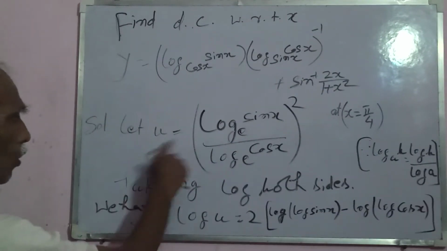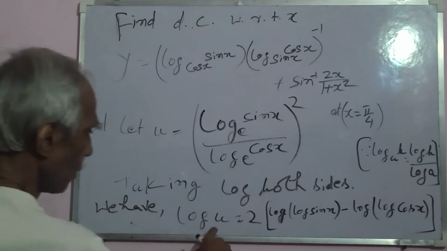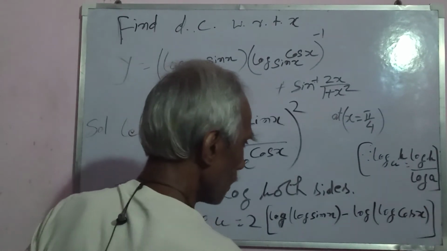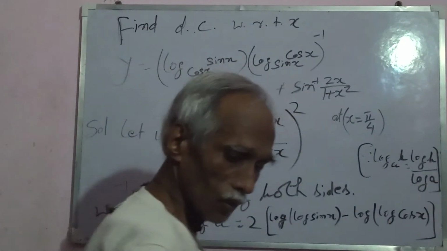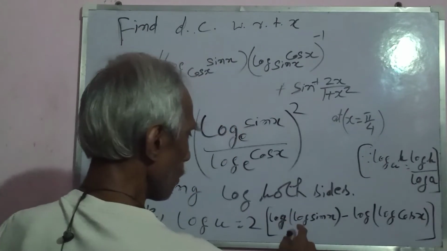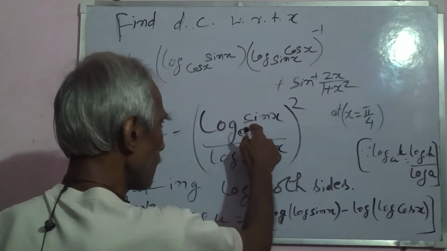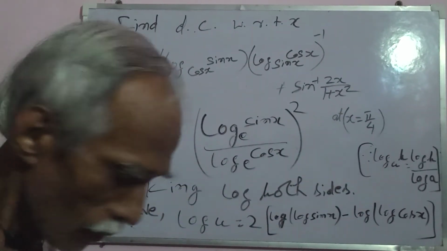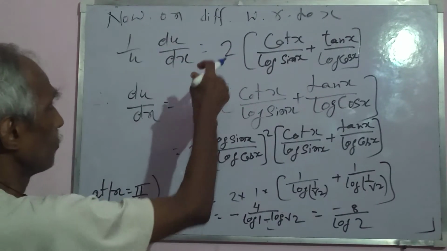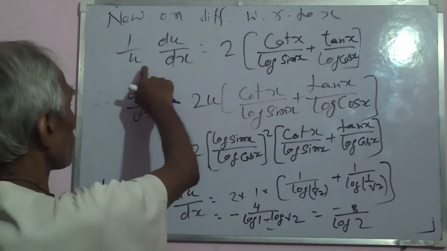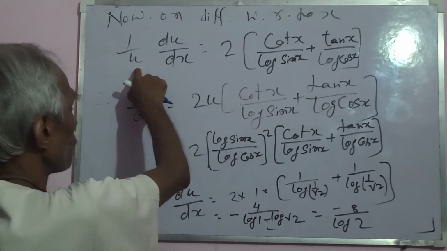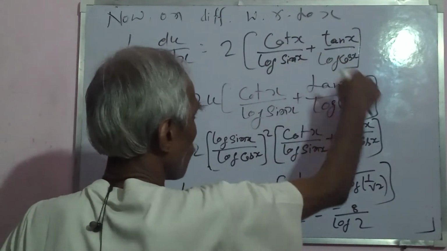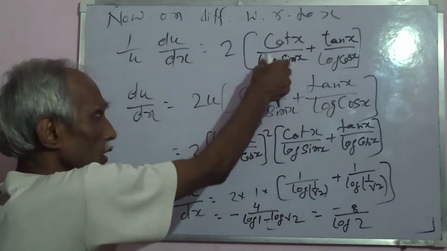Now, taking log both sides, log u is equal to 2 (log log sin x minus log log cos x), because we know log A by B is equal to log A minus log B. Now on differentiating with respect to x, you can write 1 by u du by dx is equal to 2 (cot x by log sin x plus tan x by log cos x). On differentiating, you can get this.